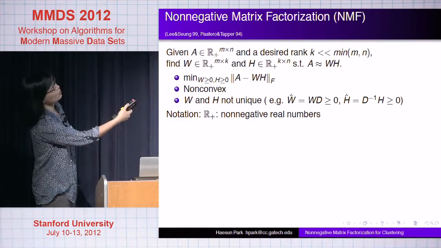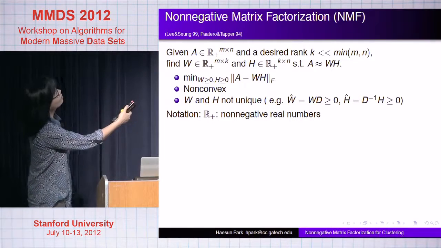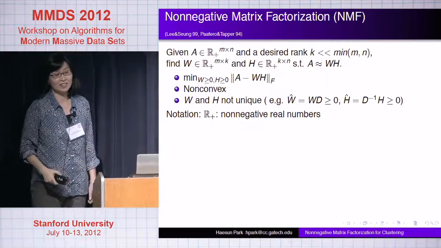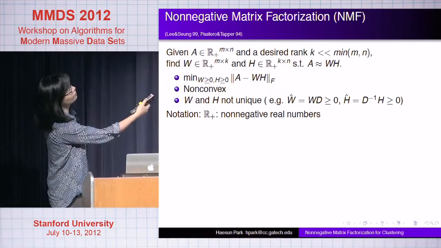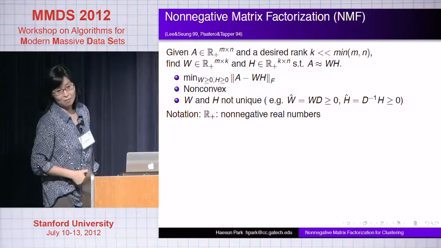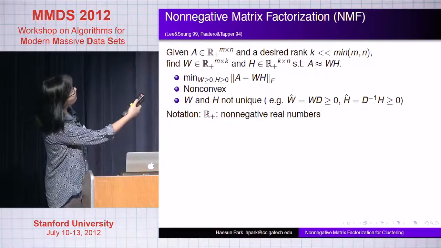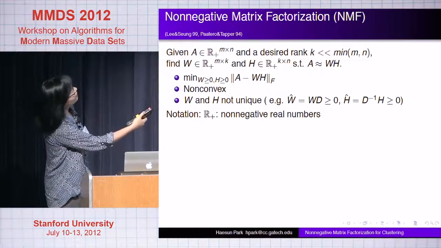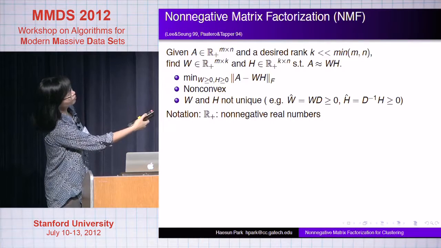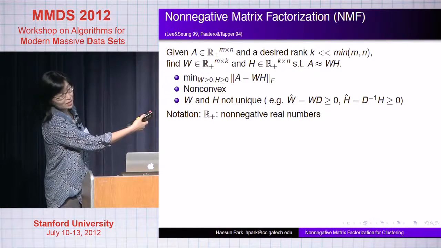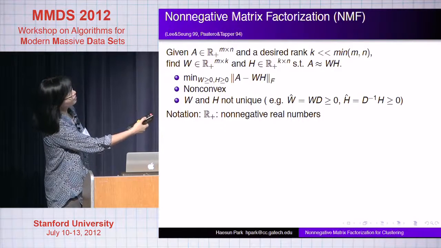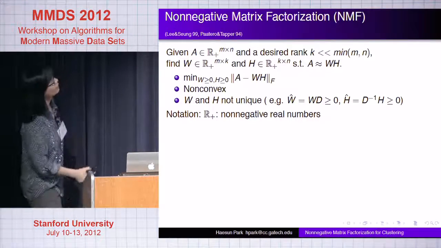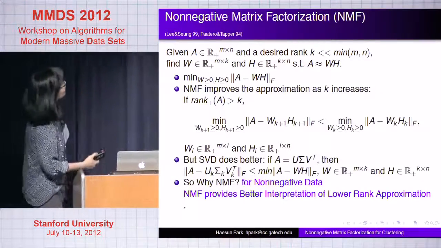Here I will focus on Frobenius norm-based minimization, so the problem can be formulated this way. And this problem is not easy because it's not convex. Only A is given, K is given, and we have to find both W and H. Non-convexity makes the problem difficult, and W and H are not unique. Suppose you find one W and H pair, and then you find another non-singular matrix D so that WD is non-negative and D inverse H is also non-negative, then that's another solution pair. So how do we find these?